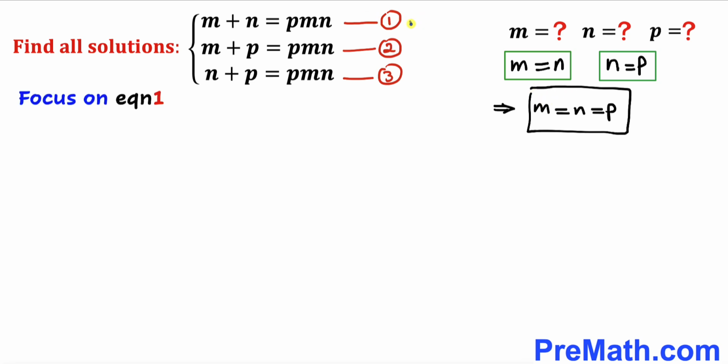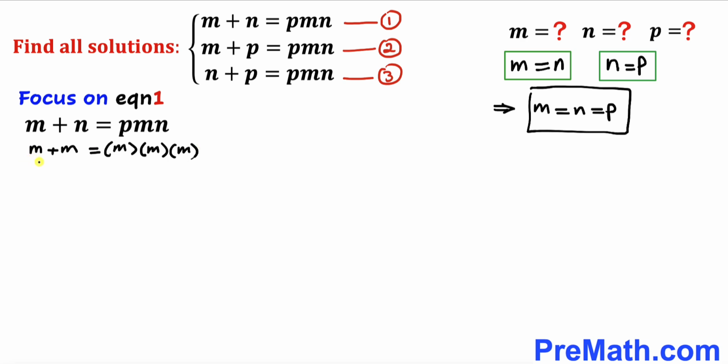Let's focus on our equation 1. And here I have copied down our equation 1. Now let's focus on n, and we know n equals m from this equation. So I'm going to replace this n by m. And likewise, look at this p. We know p equals m. So I'm going to replace this p by m. And finally, this n, I'm going to replace by m again. So this equation is going to become m plus m equals m times m times m.